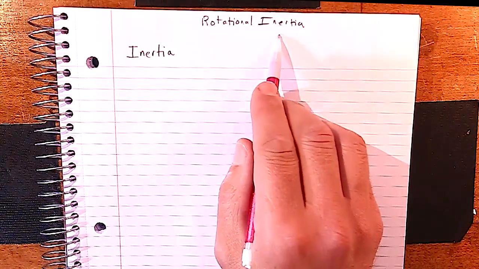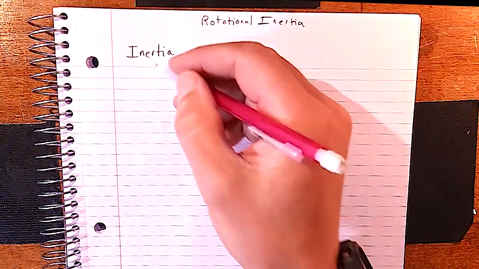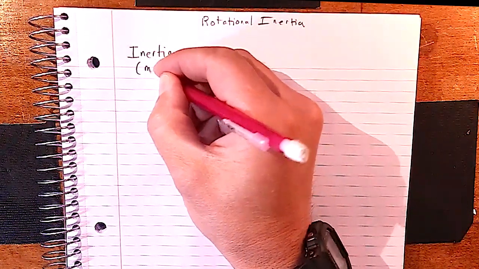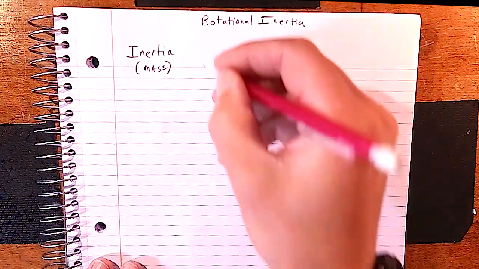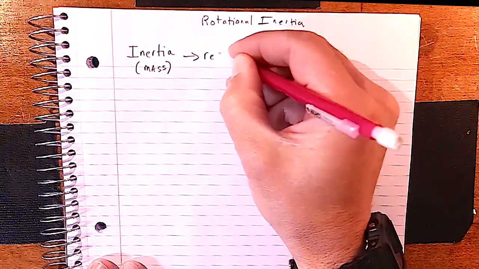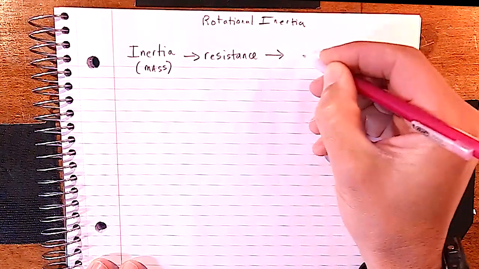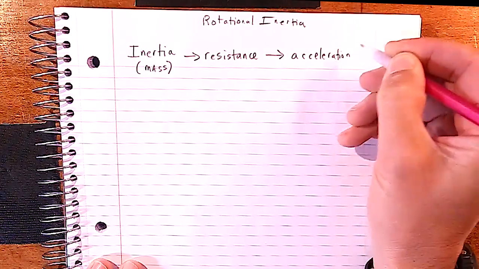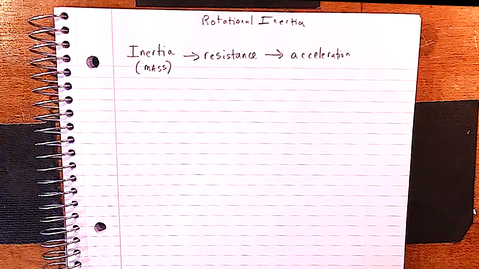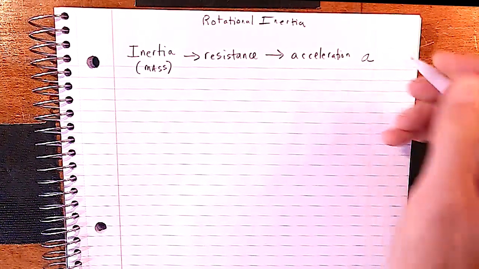Before we talk about rotational inertia, let's just talk about regular inertia, the inertia we already know about, that way we can draw a comparison. So regular inertia, we know that's the idea of mass. It's the idea of resistance. Resistance to what? Well, it's resistance to acceleration. Now, that's two different types of acceleration. That could be linear acceleration or centripetal acceleration. And we know that's the letter A.